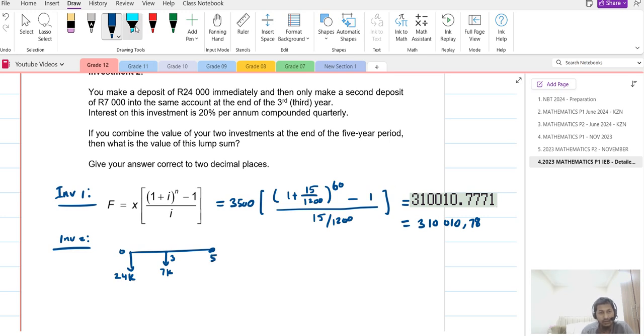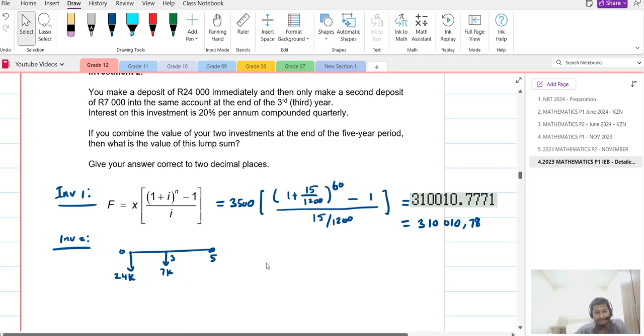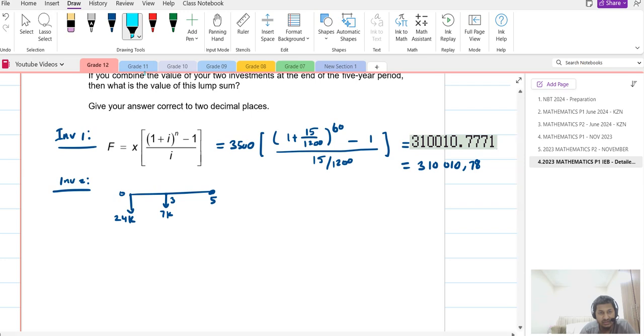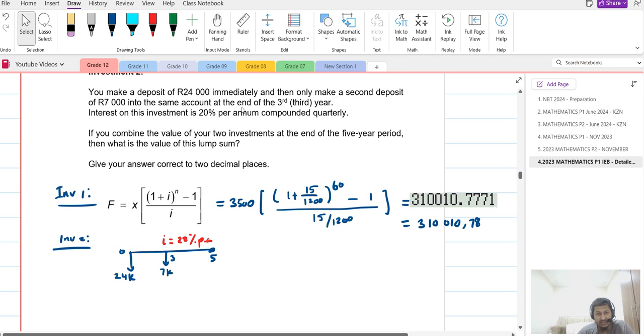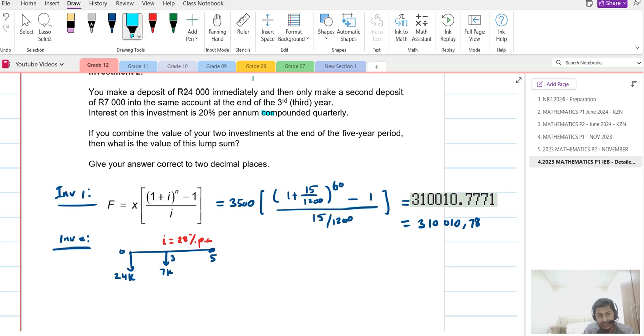Now we're taking this right till the end. Remember the interest is 20% per annum, because it's just yearly, 20% per annum compounded quarterly. So there's a compounding period here, and this timeline is in years, so compounded quarterly.